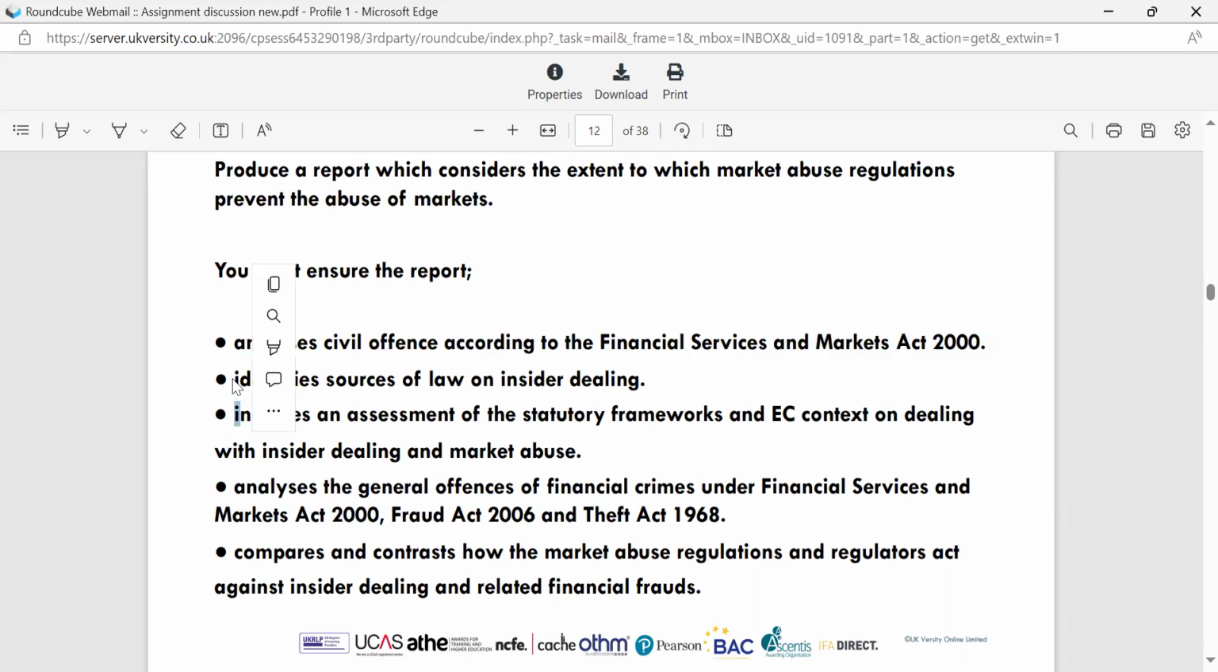The same with part 2, identify the sources. Put that as a heading and put all the answer underneath it. Each one.